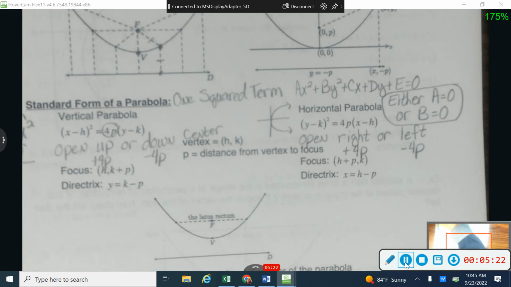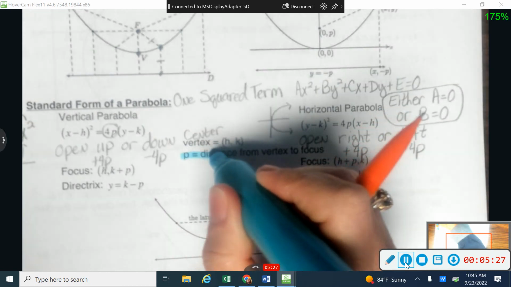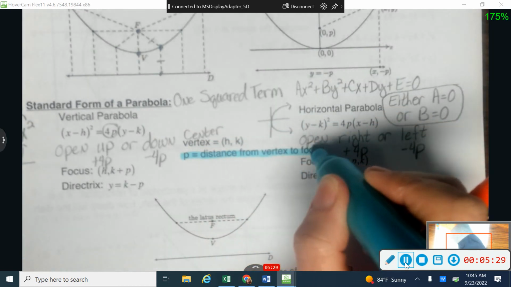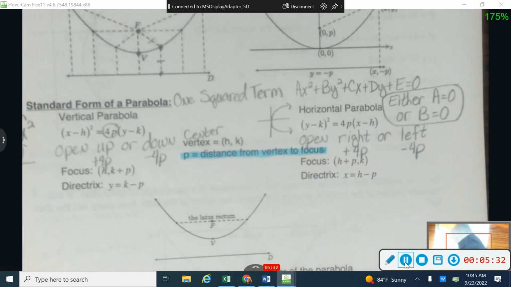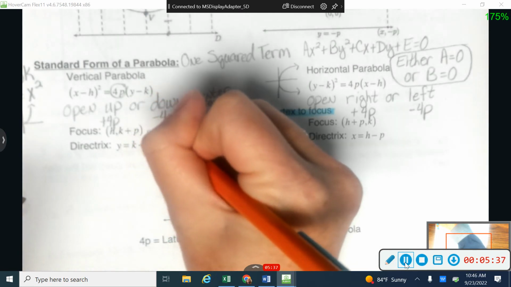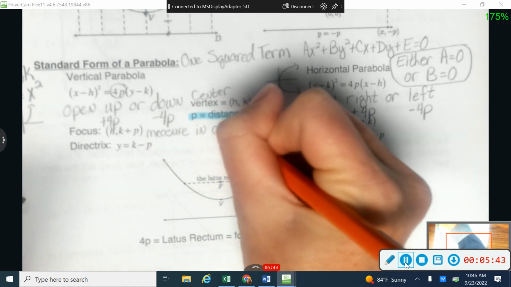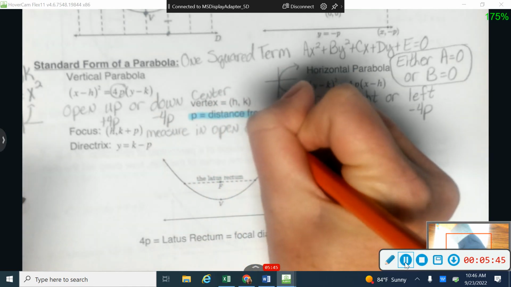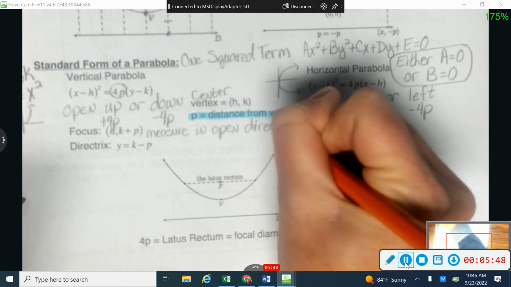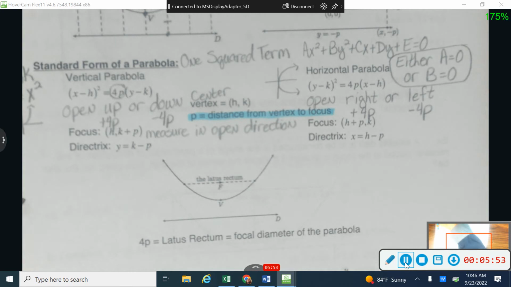Okay, all right, so I'm going to solve for p. I'm going to take 4p and set it equal to that number. That is going to be the distance from the vertex to the focus, and you're going to measure that distance in the open direction. So in the direction that you said it's going to open, I'm going to measure from the vertex that distance and find the focus. So to find the focus, measure in the open direction.